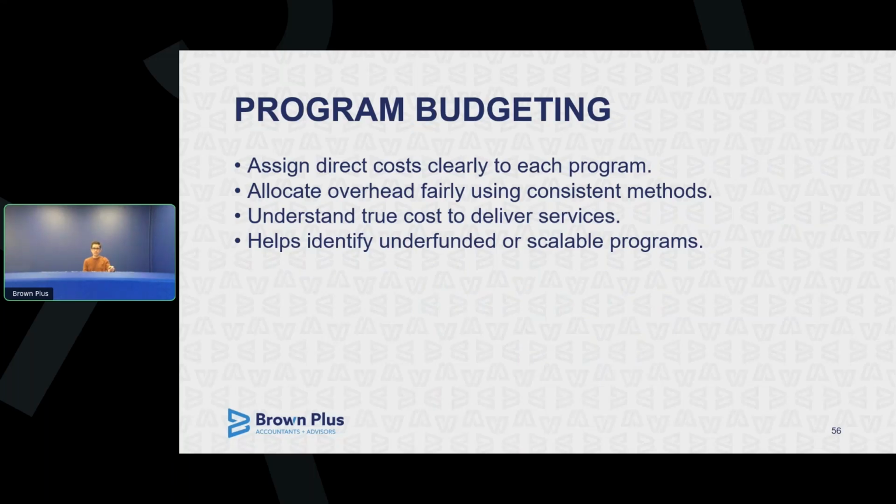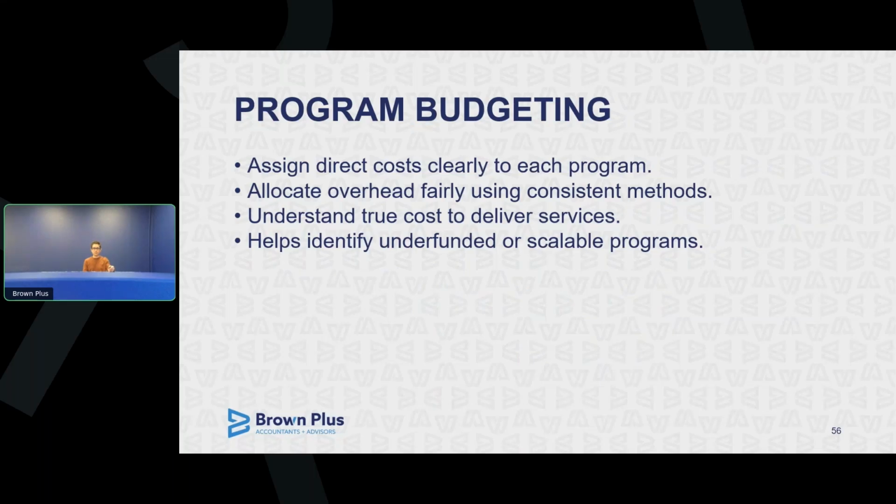This helps you understand how much each program costs, not just the supplies or direct expenses, but the full cost of the program. So let's walk through the steps of determining the full program cost. First, you want to identify your direct programming costs. These are things that go straight to the specific program, no allocation necessary.